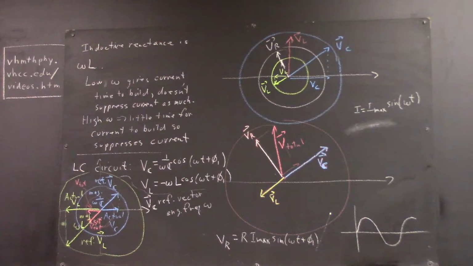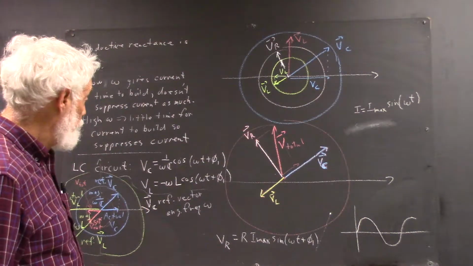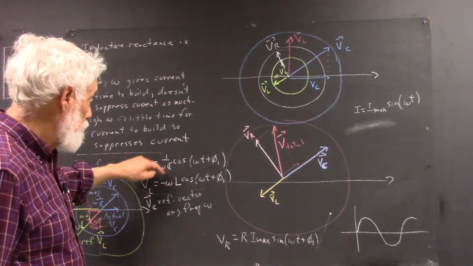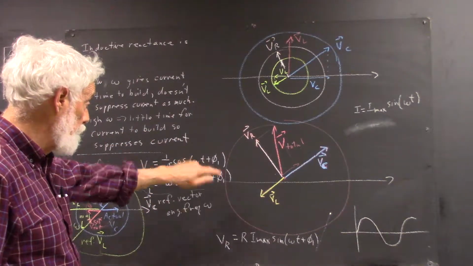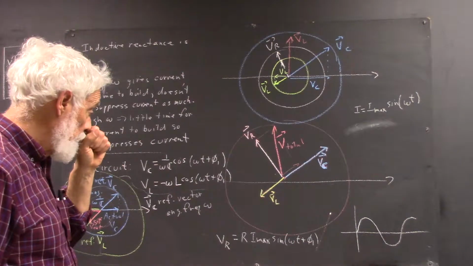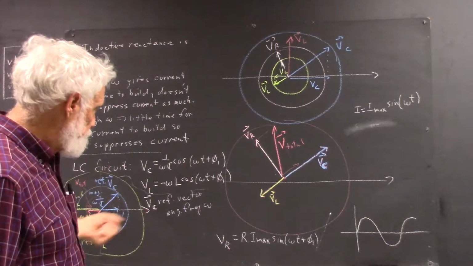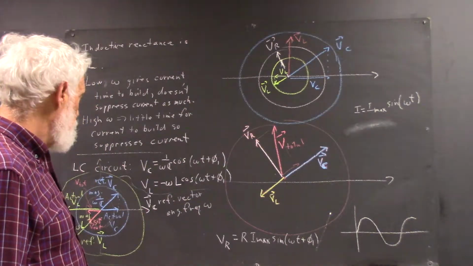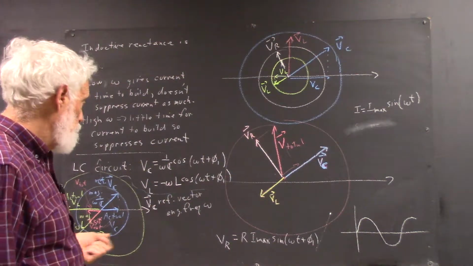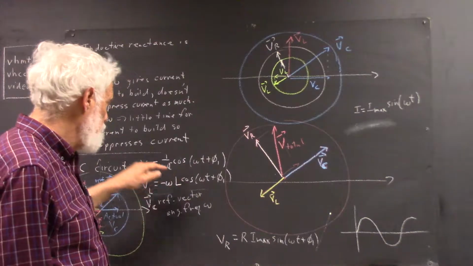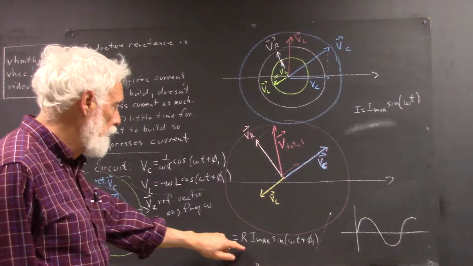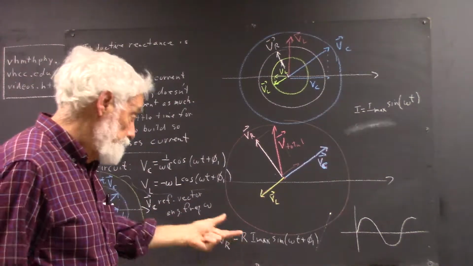Okay, well, let's look at the capacitor voltage. Capacitor voltage is 1 over omega c, whatever that happens to be for this capacitor and this frequency, times the cosine of omega t plus phi 1. Now, in the first place, we don't know how big or small this amplitude is compared to this amplitude.